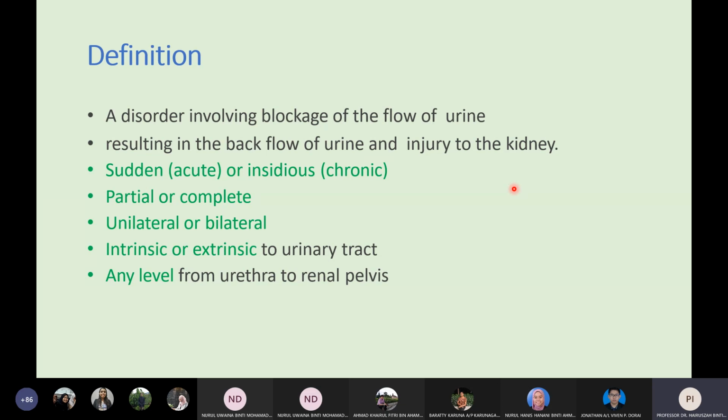And because of the nature of the pathway, you also have one pair, left and right ureter and kidney. It can be partial, it can be complete, it can be unilateral or bilateral, and the stimulus can be inside the urinary tract itself or from outside, compressing into the system. Yeah? So because it's a tract, the level of obstruction can be anywhere from down there, urethra, bladder, ureter, and the kidney, especially the renal pelvis, right?